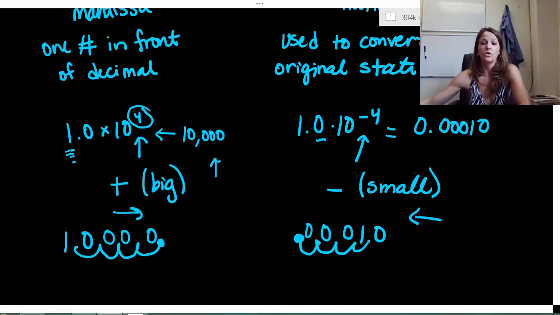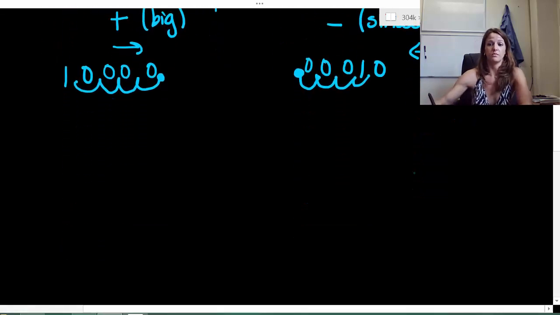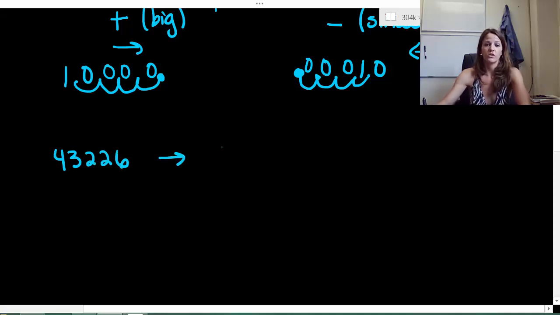So now what I want to do is go through a couple examples together and see if this makes sense. The first one I want to give you is 4, 3, 2, 2, 6. I would like you to convert that to scientific notation. So take a second and see what you can come up with. All right, did we get an answer? Hopefully you did, but just in case you didn't, let's go through this.